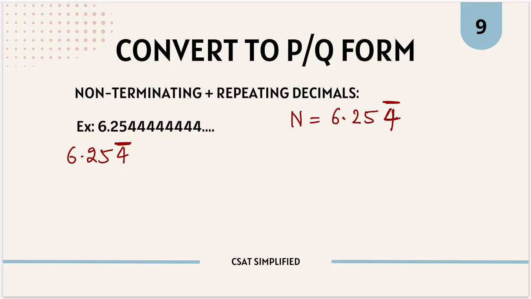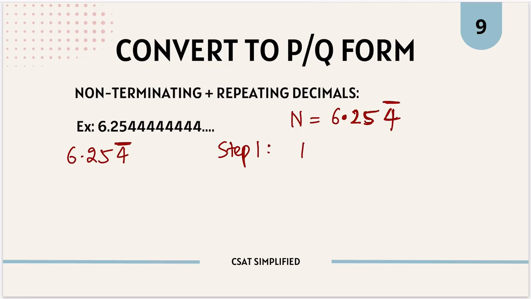What exactly are we aiming for? We want to bring 1 4 on the left side of the decimal. Correct? How can we do that? To do that, first bring everything which is non-repeating on the left side. For 6.254 bar, step 1 is to bring everything which is non-repeating on the left side.